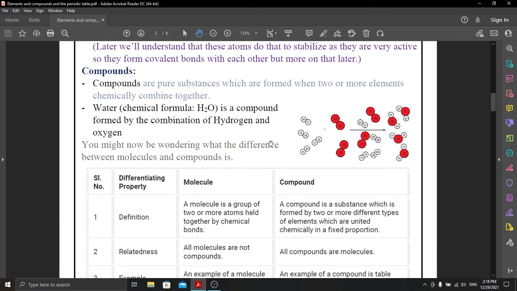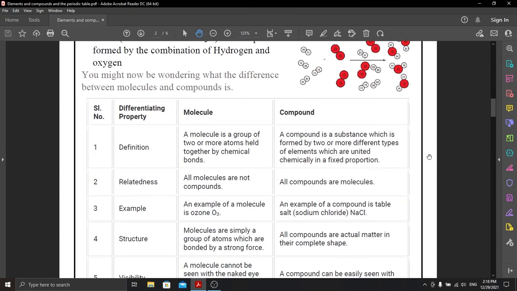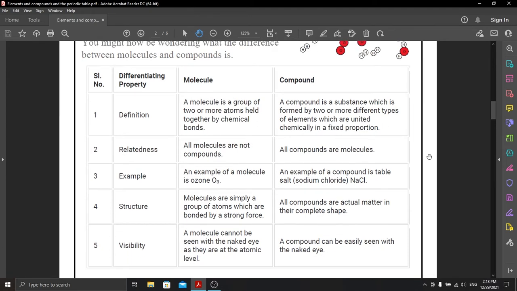Okay, so you might be wondering, molecules and compounds are kind of similar. This table is just for your information, to distinguish the difference between molecules and compounds. By definition, a molecule is a group of two or more atoms held together by chemical bonds, right? Two or more atoms of the same element, while a compound is a substance which is formed by two or more different types of elements which are united chemically in a fixed proportion.